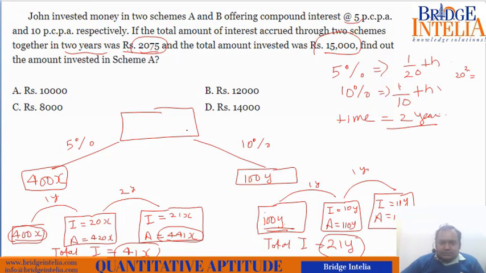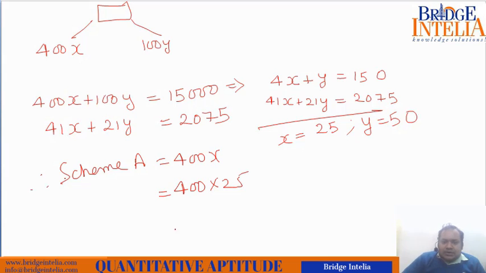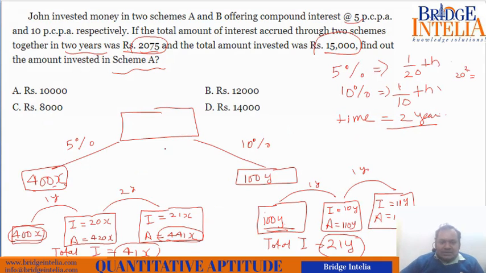So what is the question? Find out the amount invested in scheme A. Scheme A, 400x. So x is equal to 25. So therefore scheme A, 400x, that is equal to 400 into 25. So 10,000 is the amount invested in scheme A.